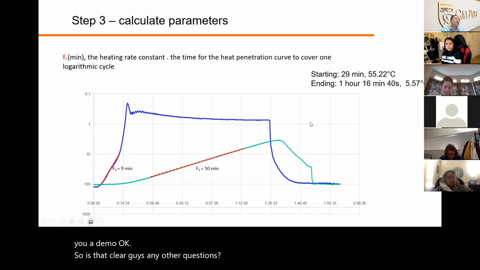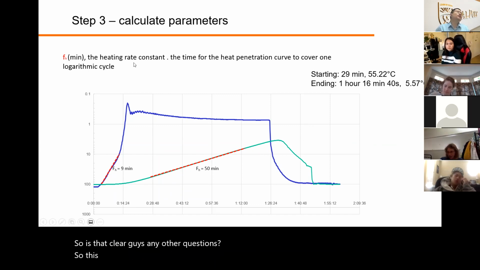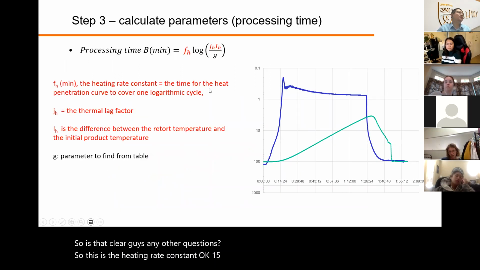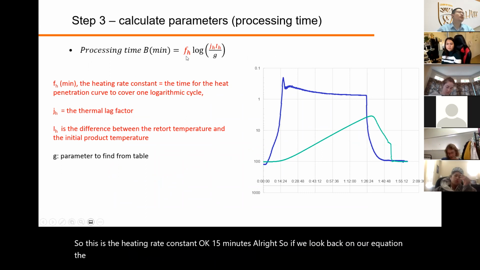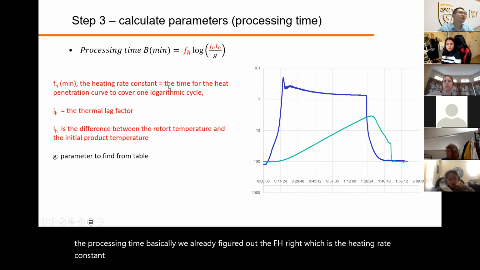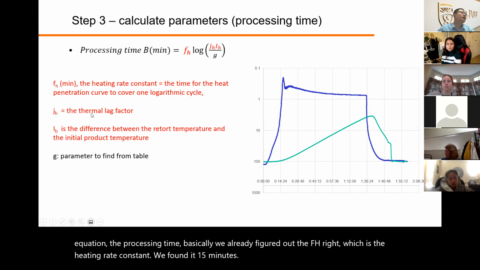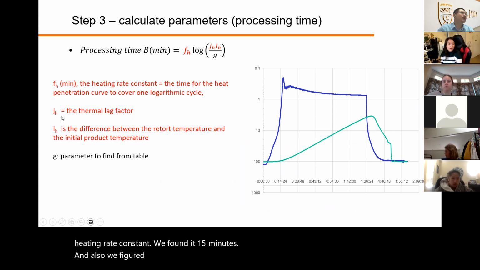Okay, so this is the heating rate constant. Okay, 15 minutes. All right. So if we look back on our equation, the processing time, we already figured out the FH, which is the heating rate constant. We found it's 15 minutes. And also we figured out our JH value, the thermal lag factor, right?